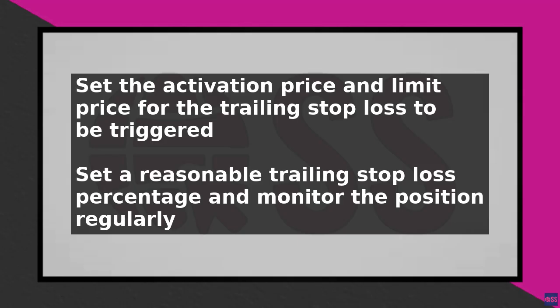It is essential to understand that a trailing stop loss only works when the market is open and the option is trading. If the market is closed or the option is not trading, the trailing stop loss will not be triggered. Best practices for using trailing stop losses on Robinhood options include setting a reasonable trailing stop loss percentage or amount, monitoring the position regularly, and adjusting the trailing stop loss as needed.